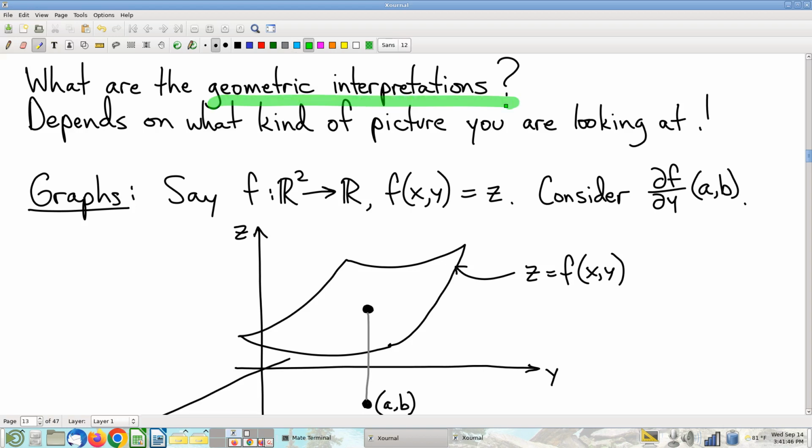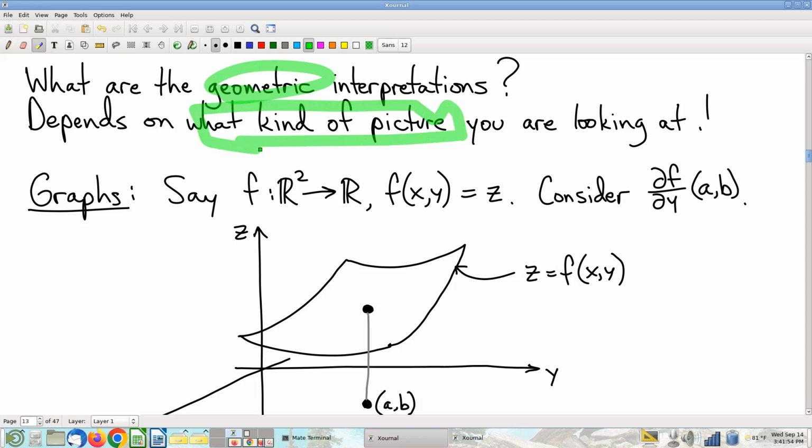There's several different points of view we're going to have to take. Keep in mind, if you want to talk about a geometric interpretation, it depends on what kind of picture you're looking at. We made a big deal over the last couple of class meetings that graphs are entirely different constructions from level sets, for example. And so how you interpret calculus on a graph is very different from how you interpret calculus on a level set. It's a very different calculus of level sets than calculus of graphs. So we are going to have several answers to this question.